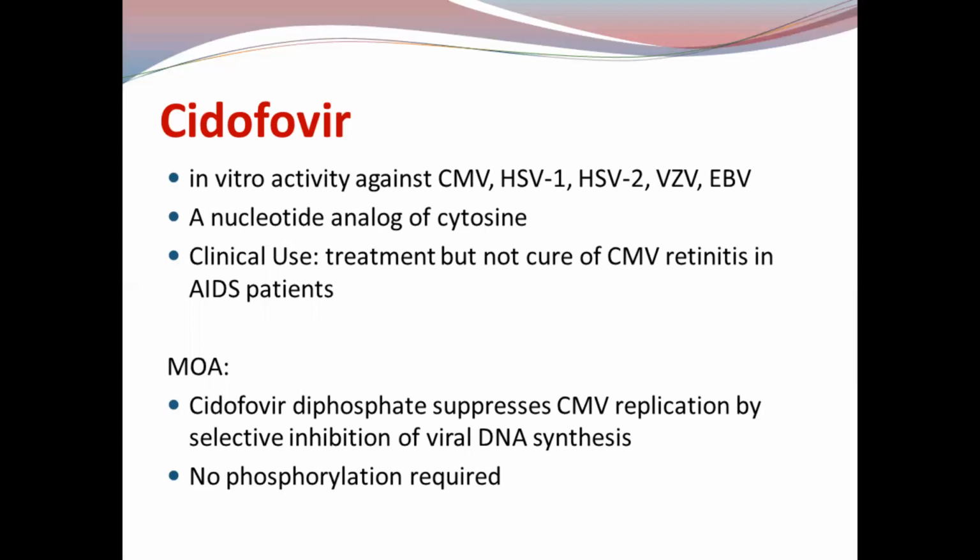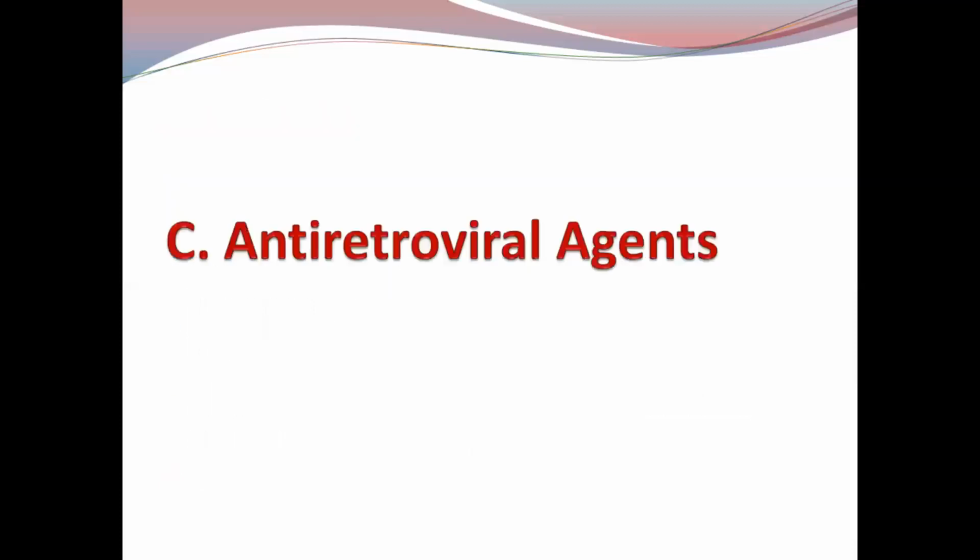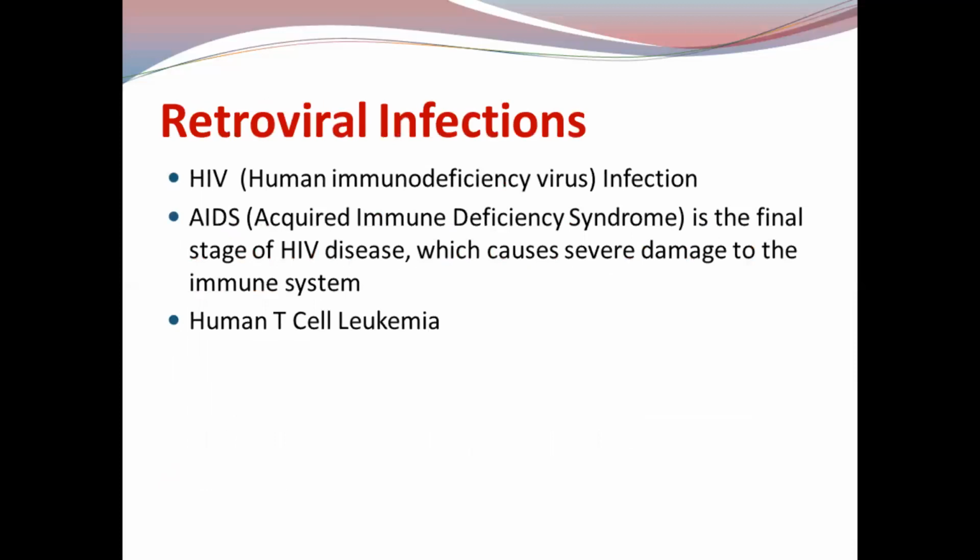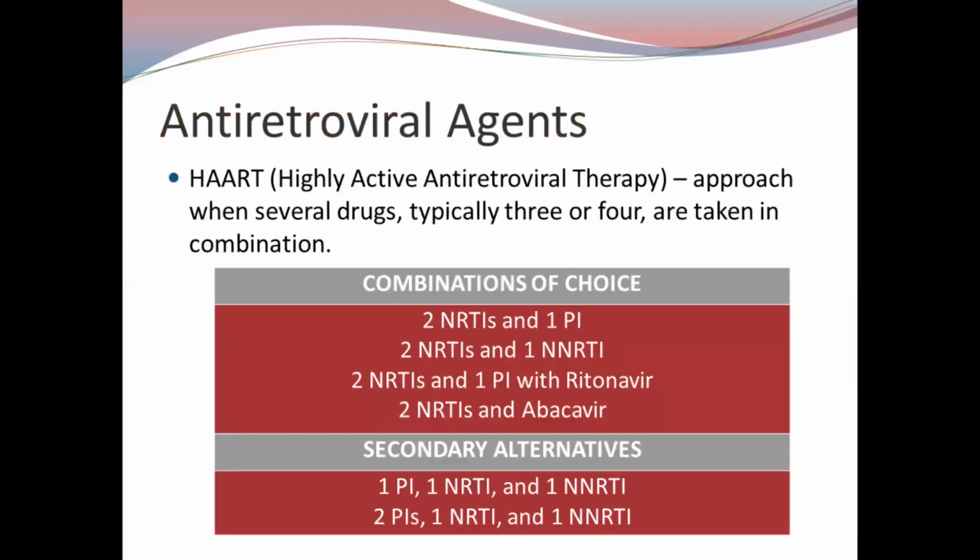Cidofovir, ganun din naman siya. Pero yun ang important, yung mga drug of choice. Sa retroviral infection naman, no? Important na alam niyo yung combination, ilan ang combination ng NRTI sa protease inhibitor. So, the combination of choice is 2 NRTI plus PI, 2 NRTI plus protease inhibitor plus ritonavir, and 2 NRTI plus abacavir.